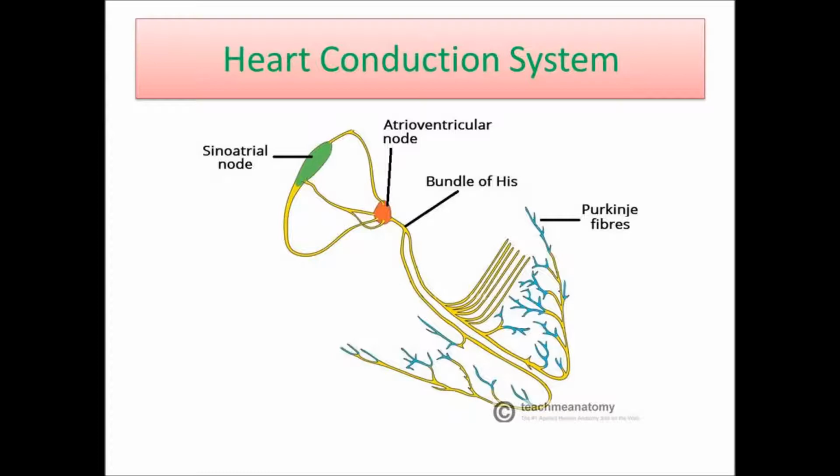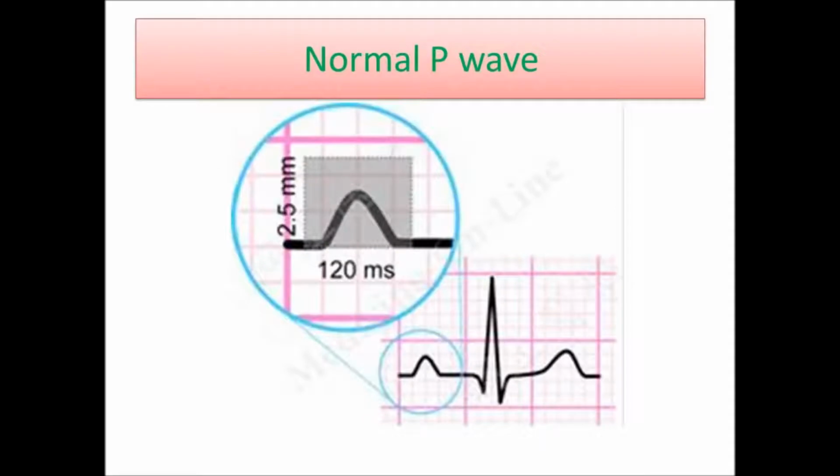So now let's see what we will see on an EKG paper. Now, the firing of the SA node, which starts the electrical activity in the heart, is not seen on the EKG paper. So the first deflection we are going to see will represent the atrial depolarization, and this is represented by the P wave. This is the normal P wave, which represents the atrial contraction, the atrial depolarization.